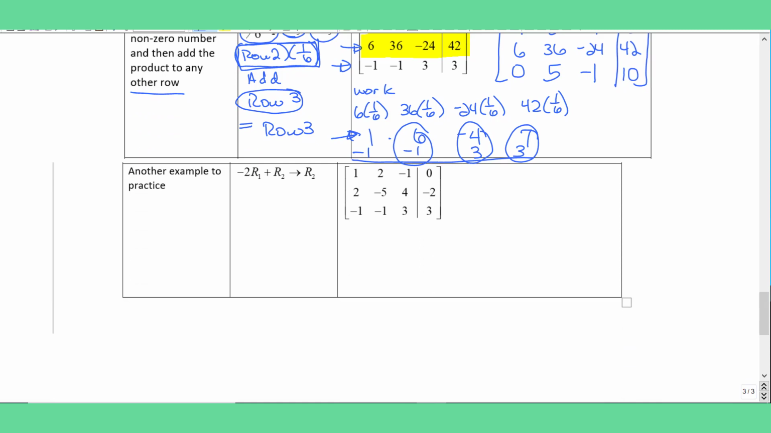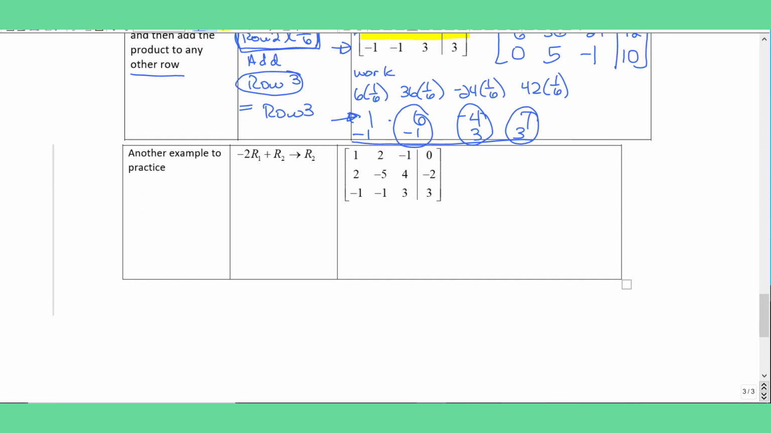So let's just practice another one. What does this tell us to do? It tells us to take row 1, multiply by -2, add it to row 2, and put my answer back in row 2. Okay? So in the end, the only thing I'm going to change is this row right here. So to help me remember that, I'm going to recopy row 1 and row 3.